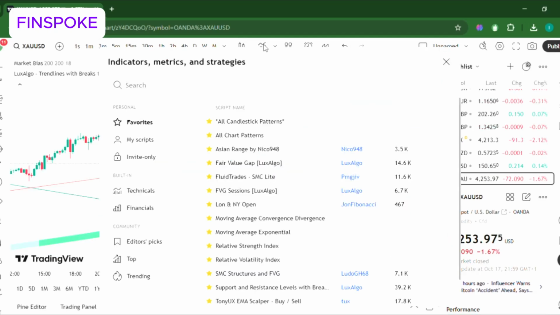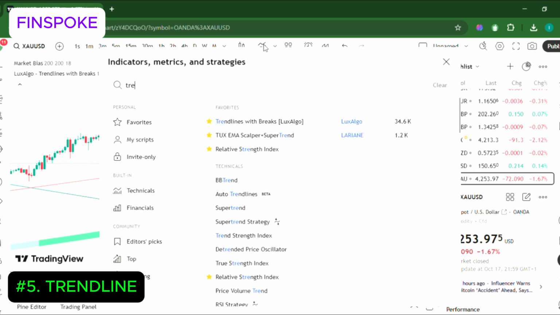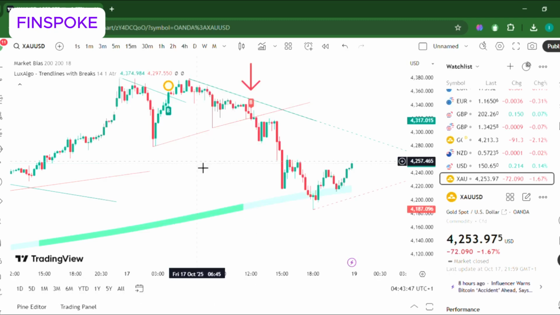The fifth indicator is the trend line indicator. Type trendline together, don't give space. You pick this one. This is the one I like to use. You can see that I marked it with a star: Trendlines with Breaks by Lux Algo. What this indicator does is auto-draw the trend lines to help you visualize price direction and a possible breakout.